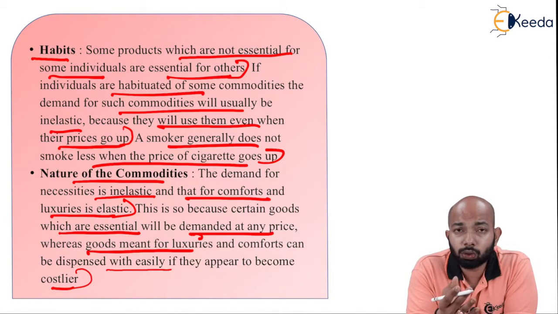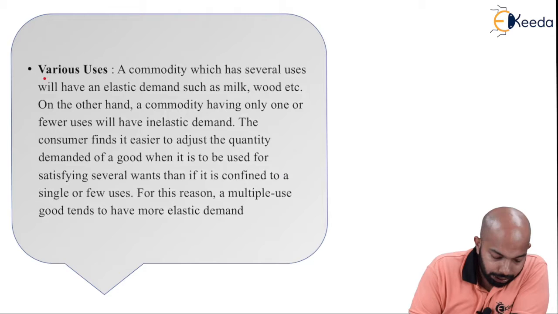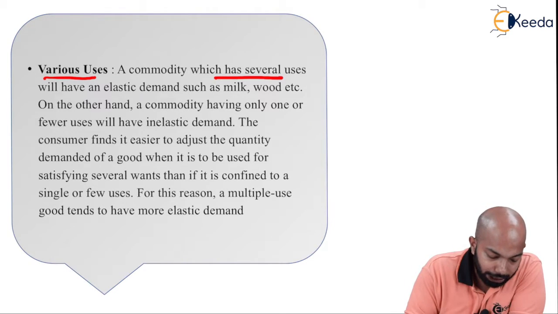Do I have to invest so much money, and is it going to reap me something? If it is not, I won't even put that much money. Various uses is another determinant. A commodity which has several uses will have elastic demand, such as milk, wood, etc.